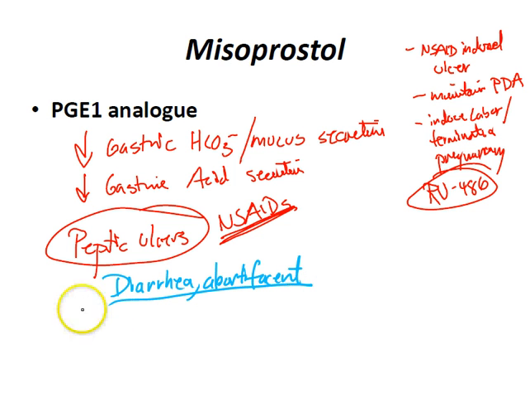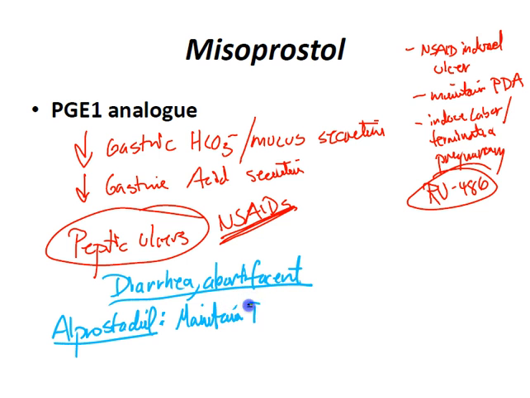Now, alprostadil is another commonly used analog of the PGE1. It's typically used to do what? Maintain PDA.